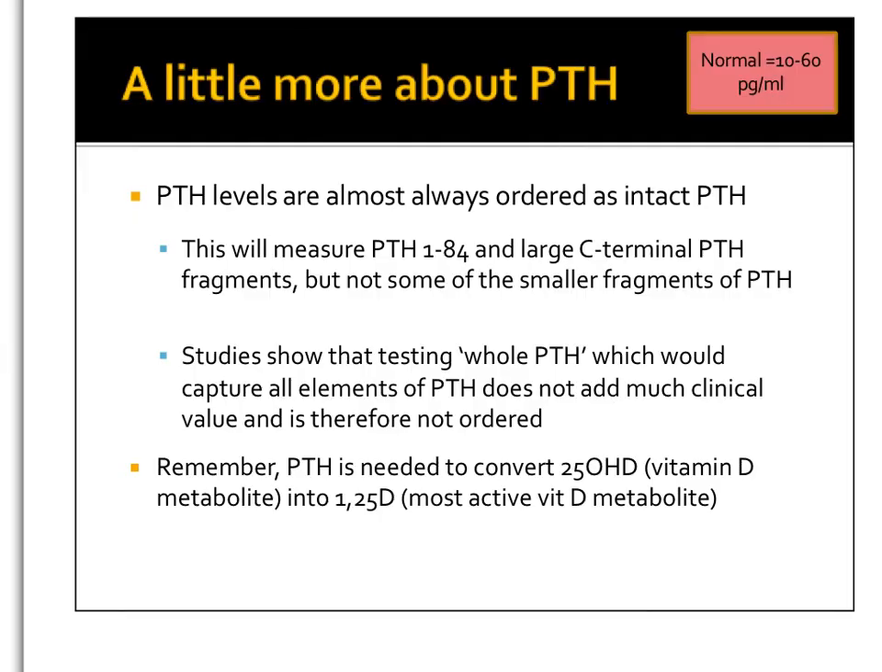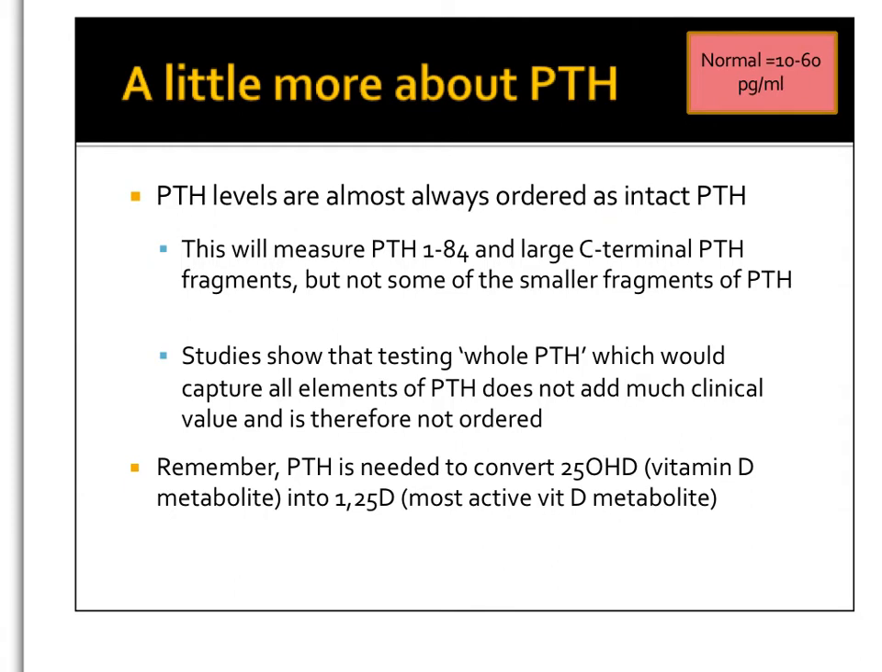Let's talk a little bit more about parathyroid hormone. When you order this, as I stated earlier, you're going to probably order this as an intact PTH. This is going to give you the PTH 1-84 and something called a large C-terminal PTH. But it doesn't give you the small fragments of it. Now you can order something called a whole PTH, however, there's really not a whole lot of clinical benefit to getting those small fragments added onto that. So for the most part, the standard of care is to get that intact PTH.